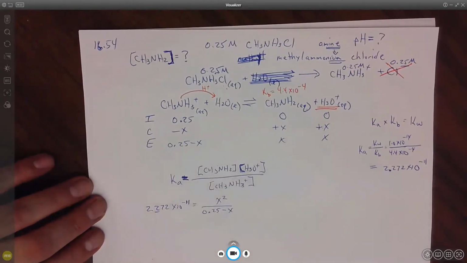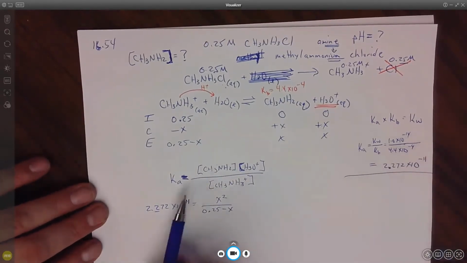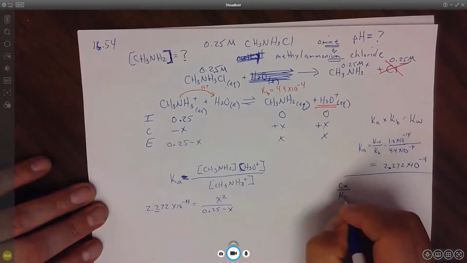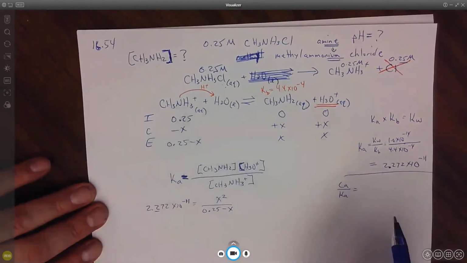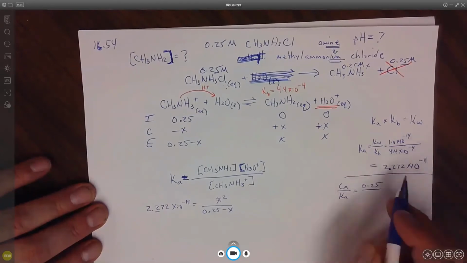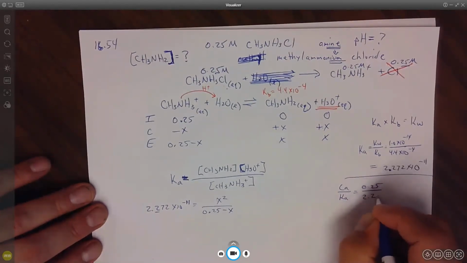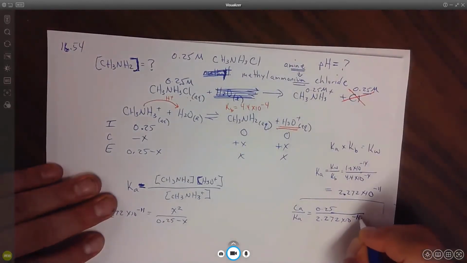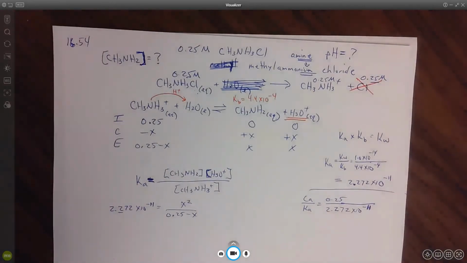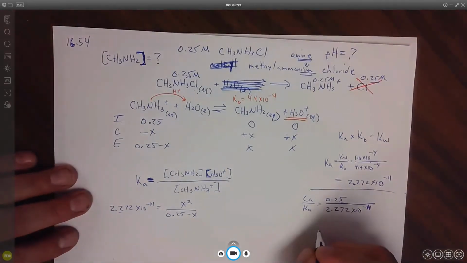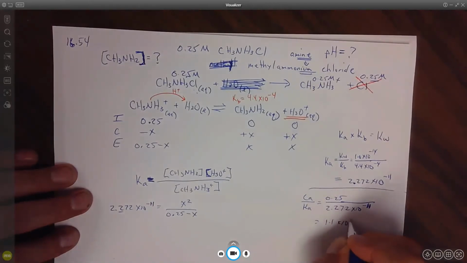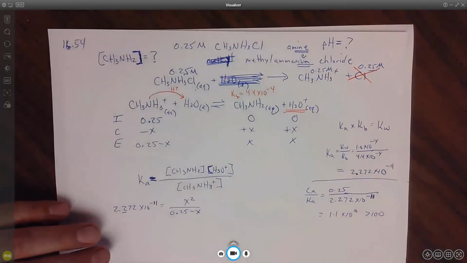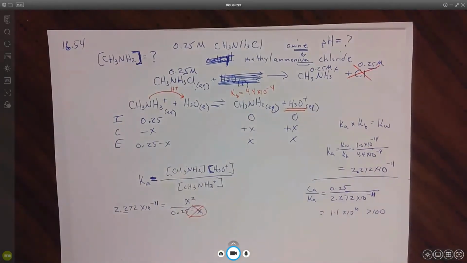Again, I do not want to have to solve the quadratic formula. So I'm going to take Ca over Ka, since this is Ka. Ca is our 0.25. Ka we just determined is 2.27 times 10 to the negative 11. Plug that into your calculator and you get a value of 1.1 times 10 to the 10, so 11 billion. That's definitely greater than 100. That's going to allow us to ignore that minus X term.